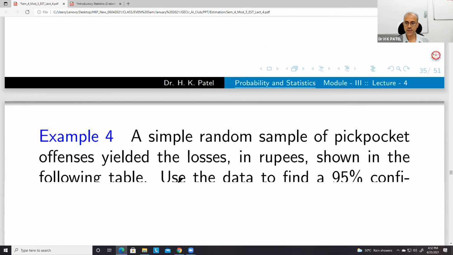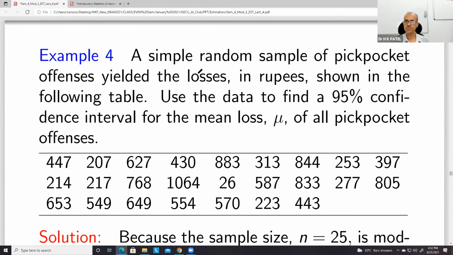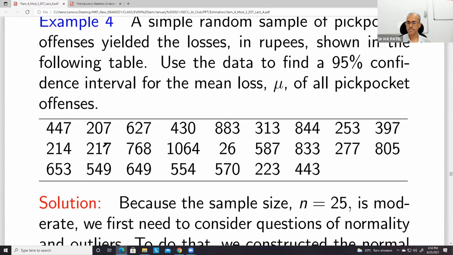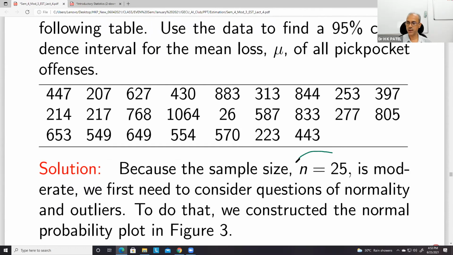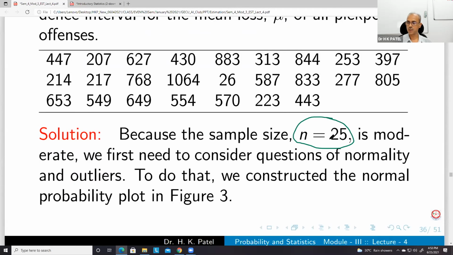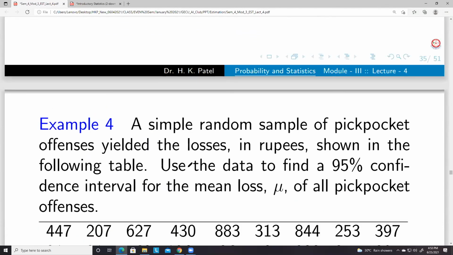Now, next we have a simple random sample of pickpocket offences yielding the losses in rupees shown in the following table. Use the data to find a 95% confidence interval for the mean loss of all pickpocket offences. So here we have n is 25. So again the T curve, right?